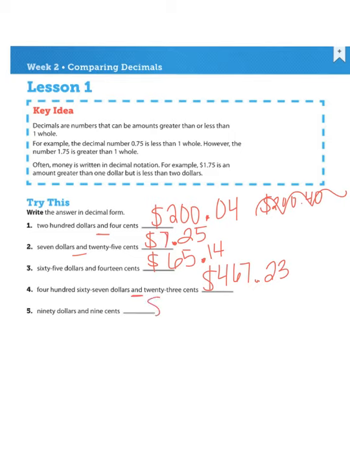Number 9 says $90.09. So put your money sign, $90 and 9 cents. Remember, that would be 0, 9. If I wrote it like this, $90.9, that would be $90.90. That means 90. So we have to have 0, 9 for 9 cents.